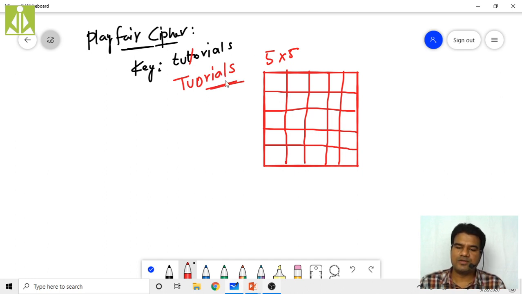Okay. Then what we have to do is start from the first row. Don't consider the columns. Start from the first row and put this entire key as the first portion. So here you put T U T O R I A L S. Likewise. After this, you start writing the complete English alphabet by skipping the letters that we got over here already, by skipping the letters that we got in this word already.